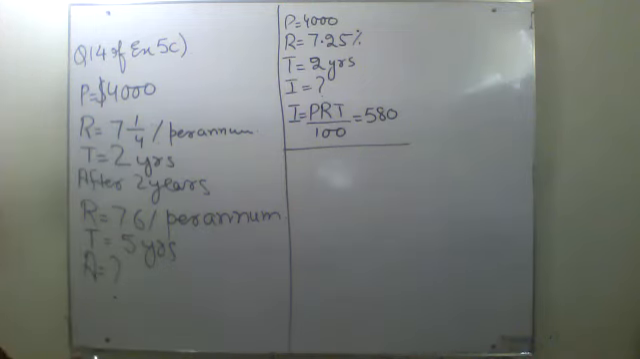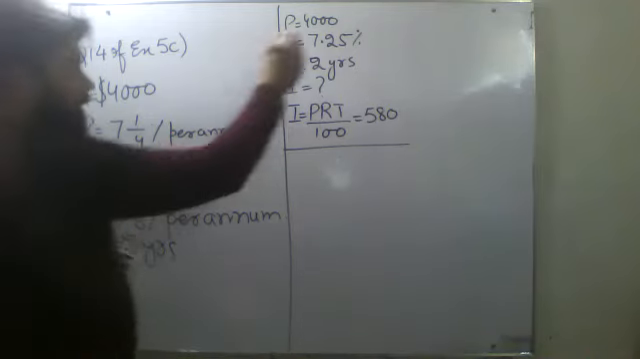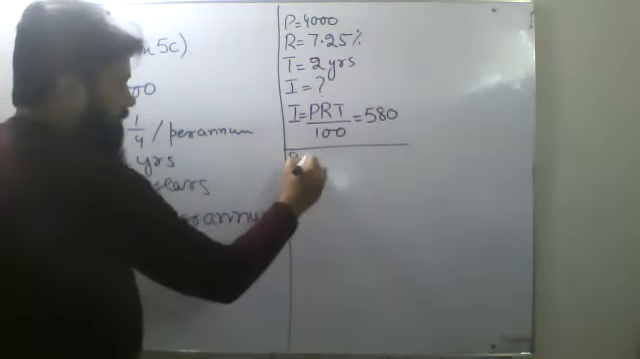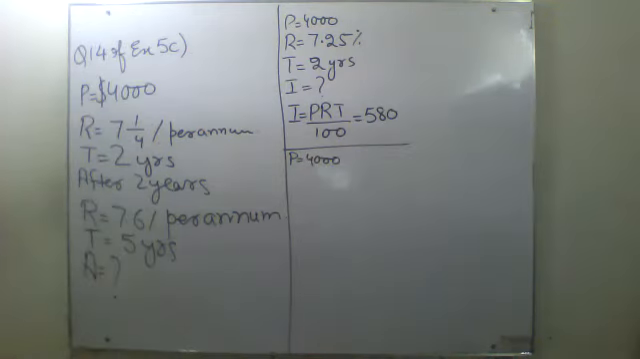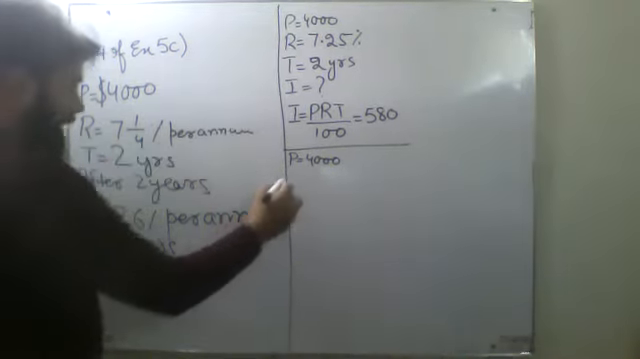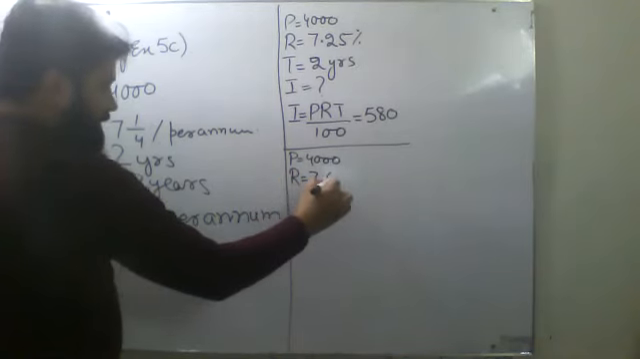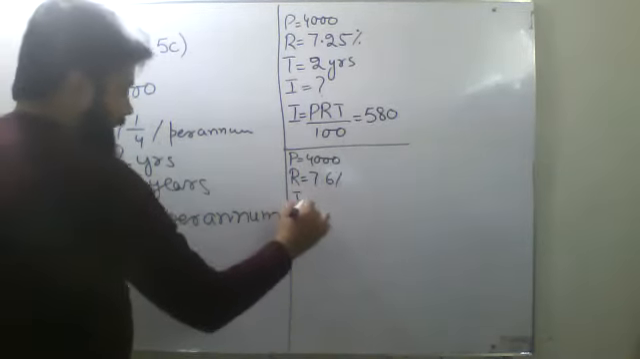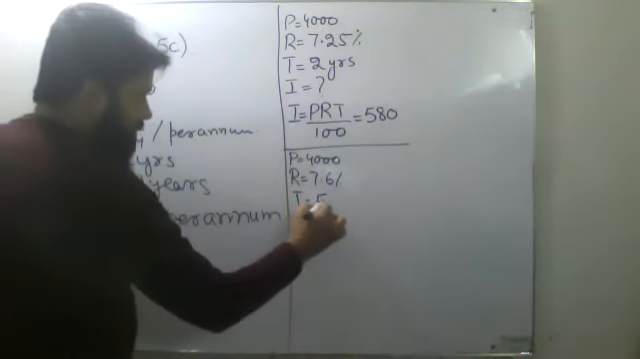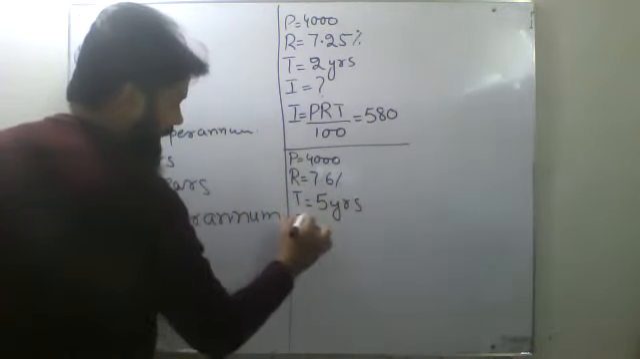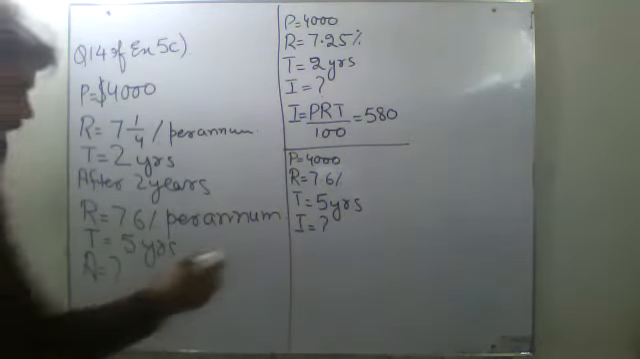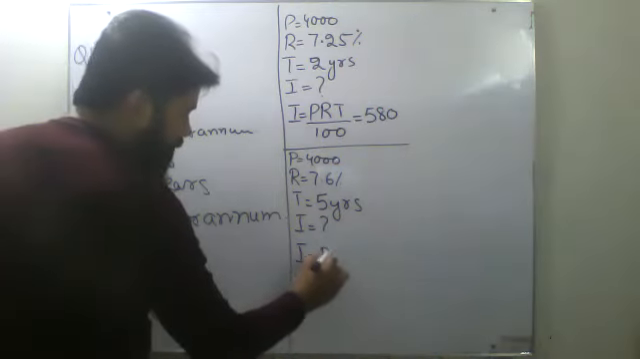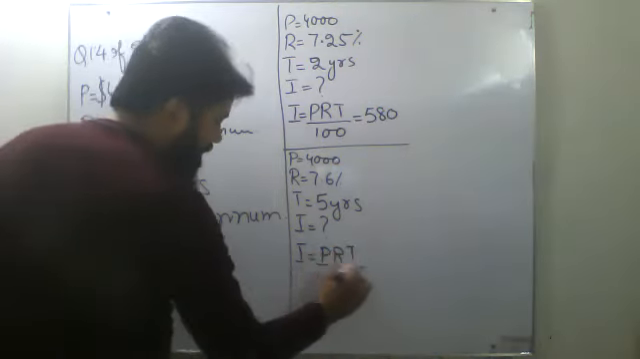Okay. Now, again, principal will remain the same because it's simple interest. Principal will remain the same, right? Now, what is the rate? New rate is 7.6%. Time is 5 years. And again, I have to find interest. So, again, the interest formula I equals to PRT divided by 100.